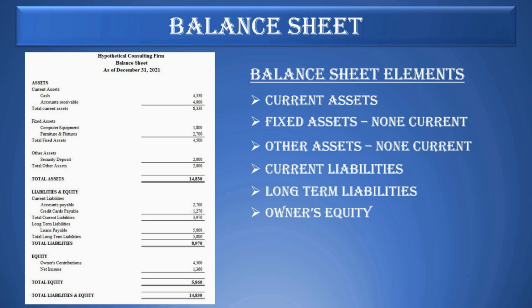Our total liabilities plus total equity equals $14,830, which equals our total assets. Remember that on the balance sheet, total assets must always equal the sum of total liabilities and total equity.